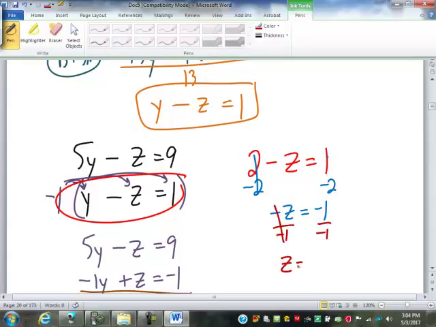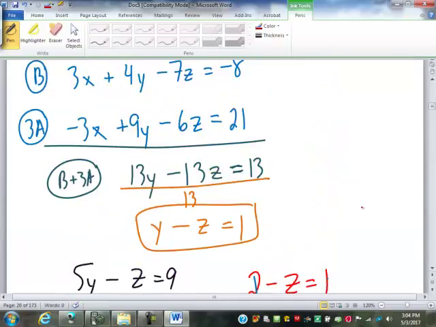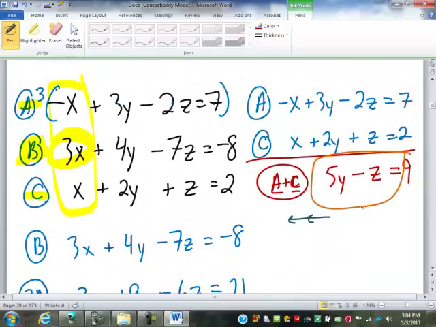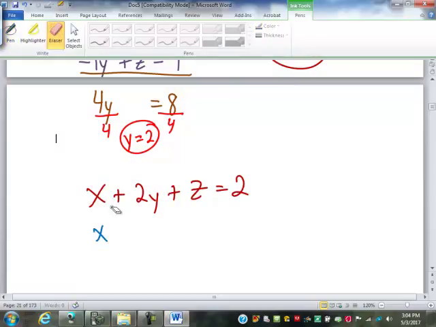So z equals 1. So we have y equals 2, z equals 1. We have to go back up to one of the original equations to find x. I'm going to use this one right here: x plus 2y plus z equals 2. But we know that y equals 2, so this is x plus 2 times 2 plus z, we know is 1, equals 2.